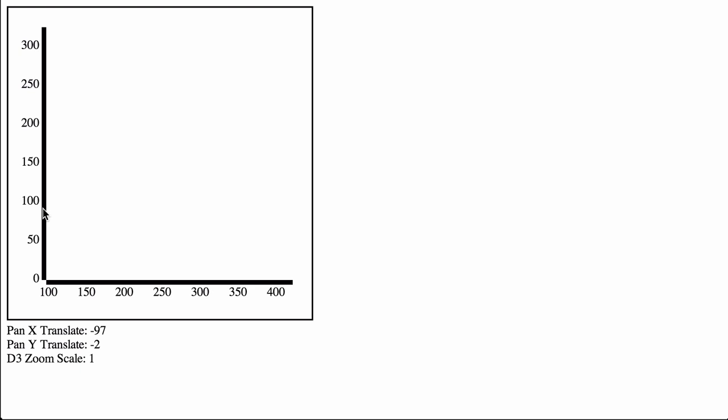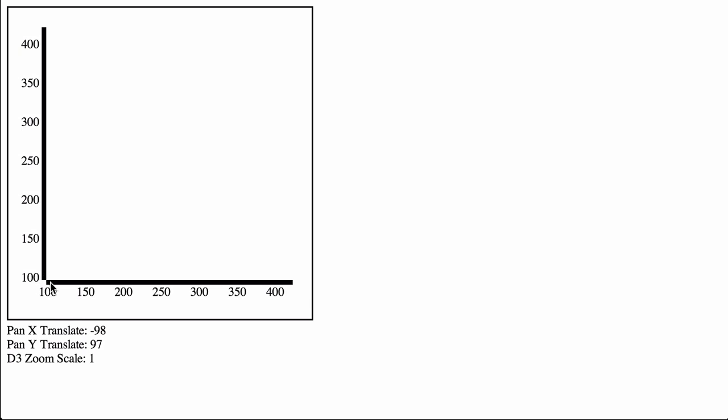We can also do this for the y-axis and move it towards the top of the computer screen. You can see that I panned the chart so that the 100 y-axis point is now at the top of the y-axis. The pan y translate tells us how many pixels we moved up. Did you notice that this is a negative number? This is because the SVG coordinate space is inverted along the y-axis. Let's move the y-axis back down. You can see that as we move it down, the pan y translate number gets bigger in the positive direction.